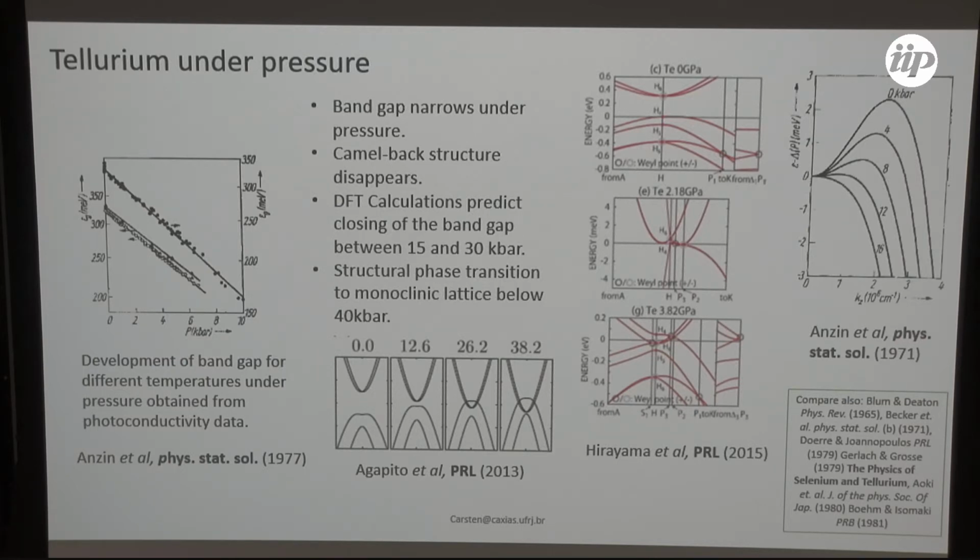However, for reasons that we were not aware of, the pressure range between 15 and 30 kilobar is not studied so much, which is very strange. At 40 kilobar, you have a structural phase transition to the monoclinic lattice, but in DFT calculations generally, they predict that the gap closes between 15 and 30 kilobar, so it's quite an interesting area to study. And what happens then depends very much on the paper.